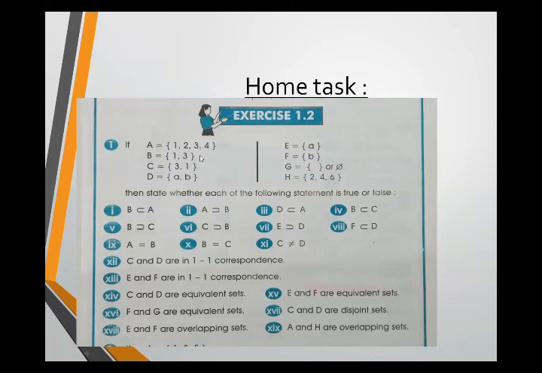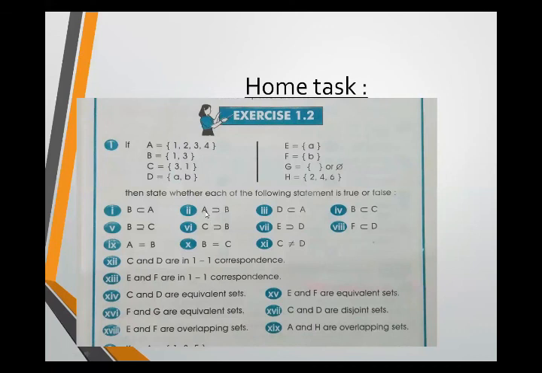Now come on, look here. B has the elements 1 and 3 and A has the elements 1, 2, 3 and 4. So you can see here 1 and 3 are present in set A. Here students, 1 and 3 are also the elements or members of set A. So this statement, which is read as B is a subset of A, is true.